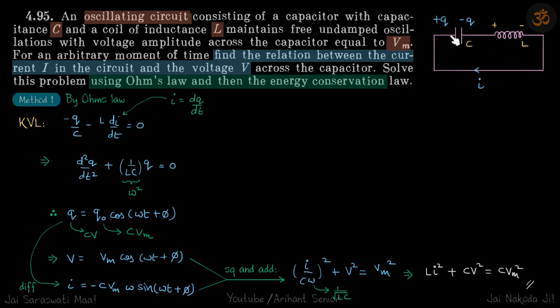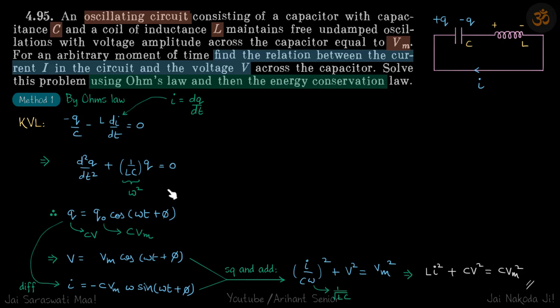Let's say here the charge is plus Q, here is minus Q, and I is the current flowing through the coil. I have taken the direction of I to be this, so I is simply dq by dt. KVL in this loop gives minus Q by C minus L dI by dt is equal to 0, and I is dq by dt. We just want one variable Q, so we get our equation d2q by dt square plus 1 by LC Q is equal to 0.